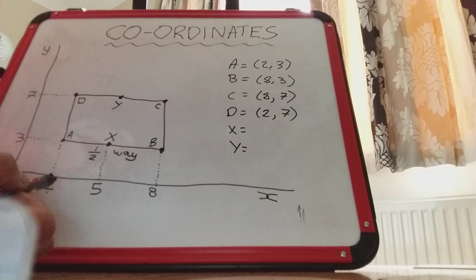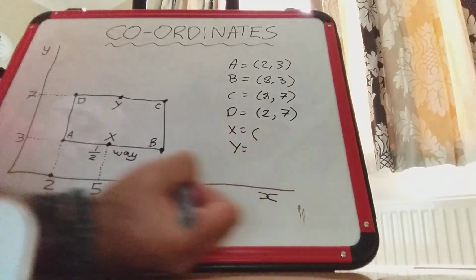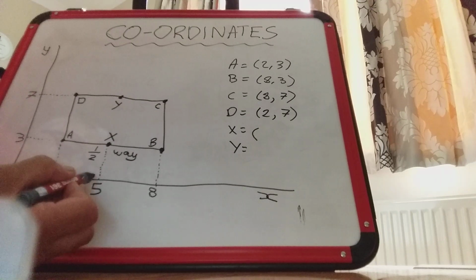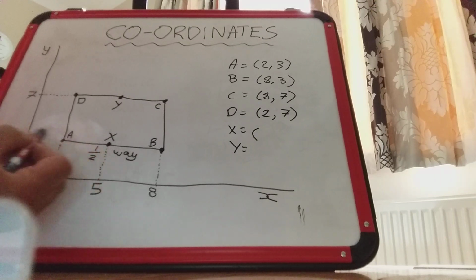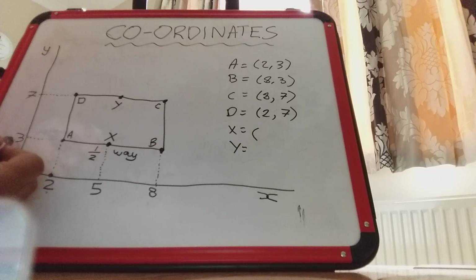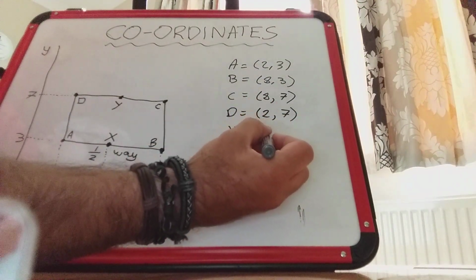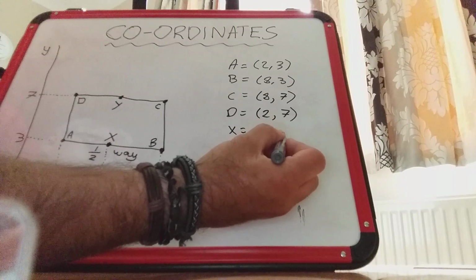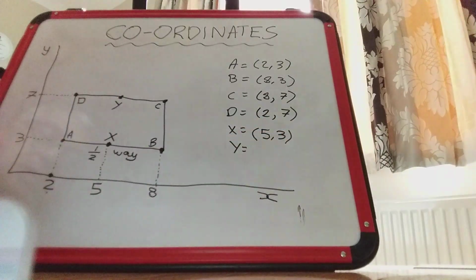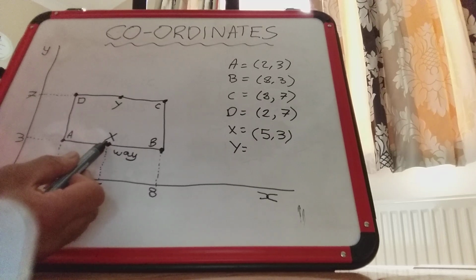Okay, so position X, we can already start to do this. Remember, put the bracket in first. We go along 5 and then up. Well, we know how far we're going up because we've already written that down, haven't we? We've already written it as 3. So therefore X is 5 along and 3 up. Okay, let me just show you again. 5 along and then 3 up.